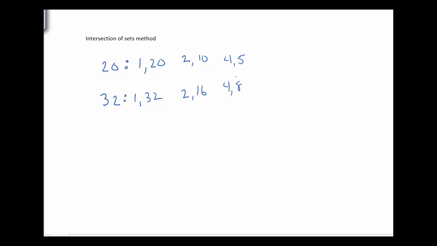With the intersection of sets method, I look and see what numbers they have in common. They both have a 1, they both have a 2, and they both have a 4 in common. So what's the biggest of that set of common numbers? That would be 4. So the GCD of 20 and 32 happens to be 4.